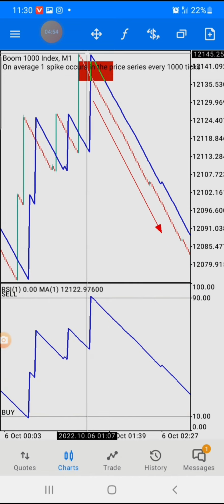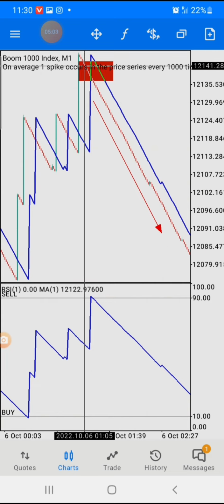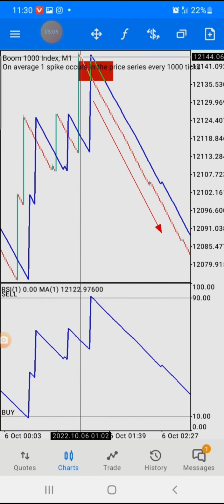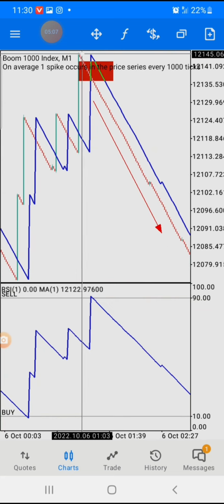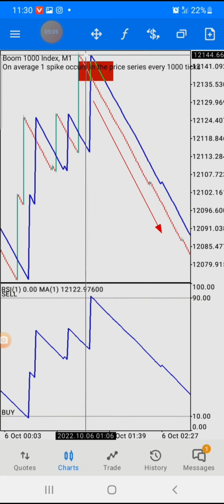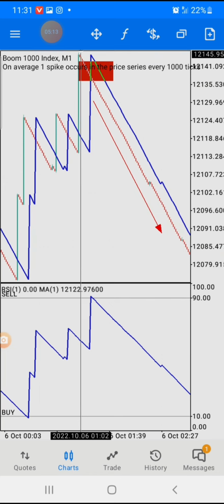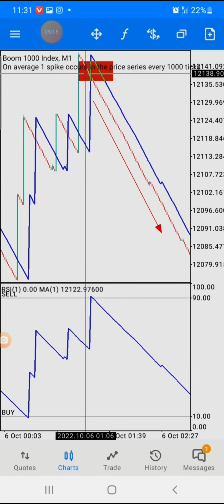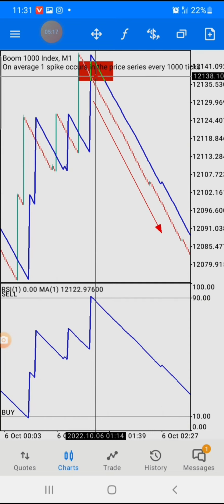So your stop loss, you count 5 candles and you put your stop loss 5 candles above the previous spike. Some people might argue that you shouldn't put a stop loss in Boom and Crash since it doesn't work, but it helps you to limit your risk.